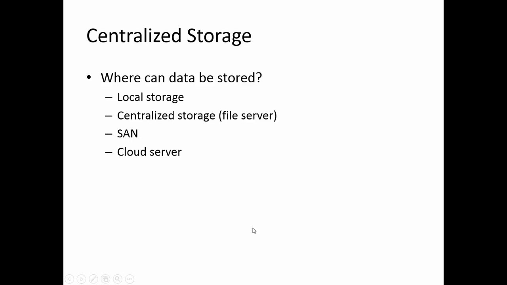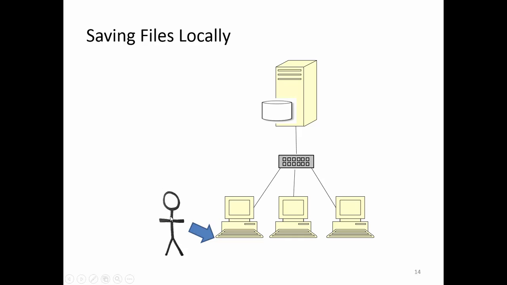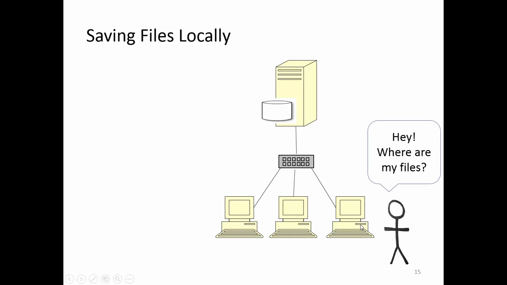Centralized storage. Where can data be stored? You can store data locally, on the company server, on a storage area network, or on a cloud server. When we say saving files locally, that means you're saving files to the hard disk of the computer where you are currently logged onto. So if a user comes in one day and goes to a workstation and types up a file and saves it to the hard disk, and then the next day logs onto a different computer and tries to open the file, the user is going to say, where are my files?